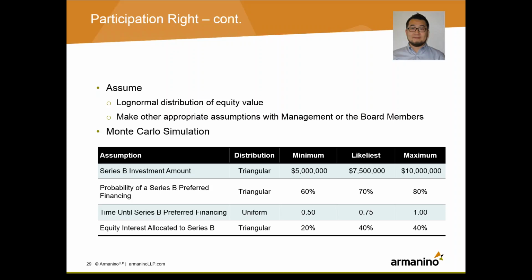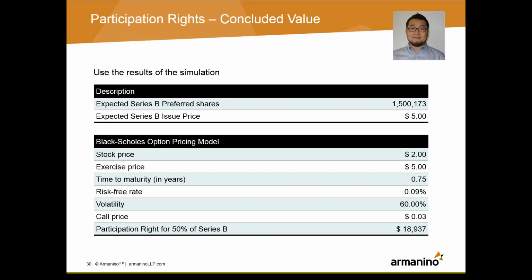And other parameters that we're going to need from the management are the probability of Series B financing actually happening, and time to Series B financing if it happens, and how much interest the Series B preferred shareholders are getting out of the company. These are still unknown at the time of the valuation, but management or the board members will have an idea, a very good idea actually, of what they can get and where they are going.